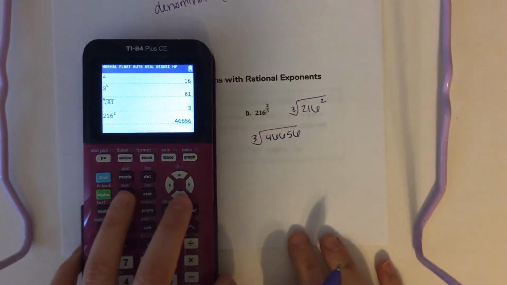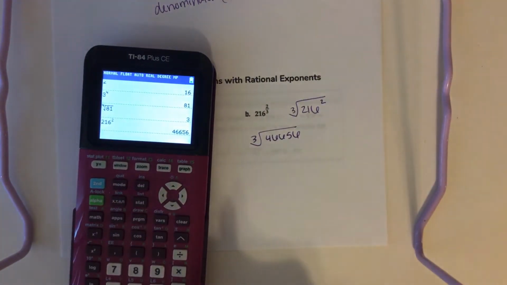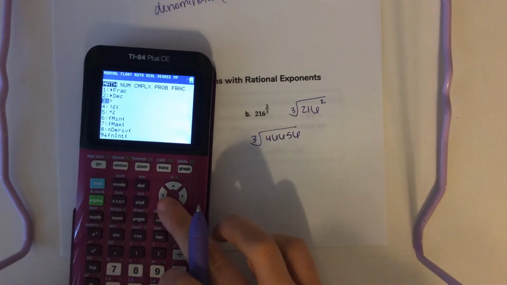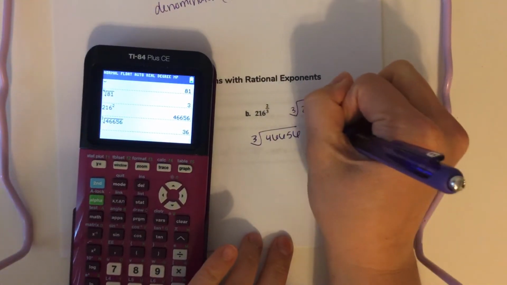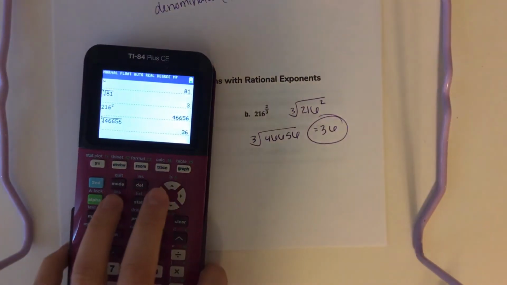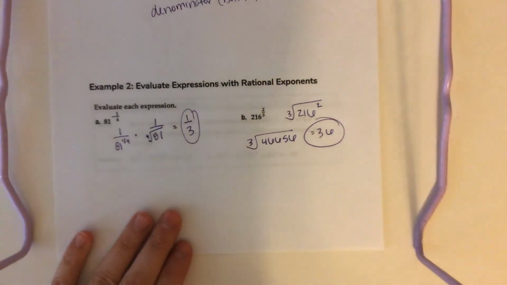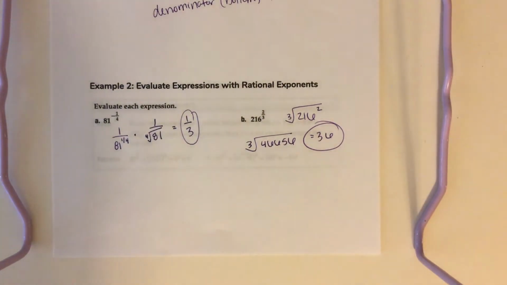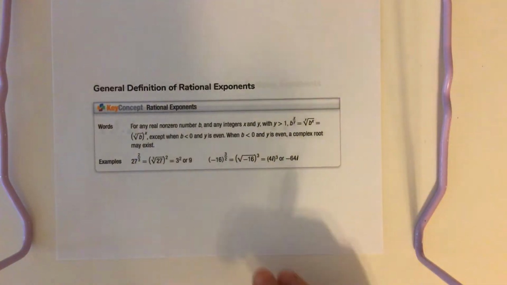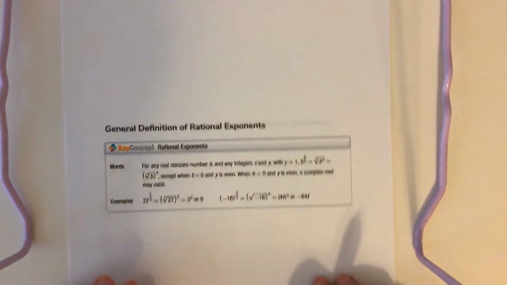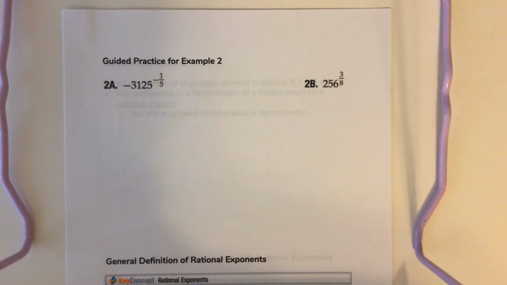So we have 46656, and I really don't know that cube root off the top of my head, so I'm going to go to my math button, arrow down to my cube root, type that number in to get to my final answer. It's 36. Your calculator is going to make this way easier in the long run, so if you guys know how to use that, it's really going to come in handy. So we'll keep moving on. Why don't you guys go ahead and try this on your own. Pause the video and try this on your own.